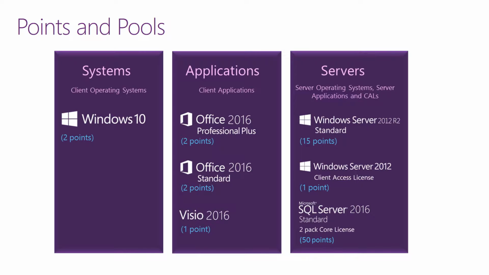Now the points I've shown on the slide here are just for the licenses. We've been saying that software assurance is an optional purchase, and if you do buy SA, then you're allocated extra points, which are calculated as half the license points per year. If you need to find out how many points a product is allocated under the Select Plus, or indeed MPSA agreement, then you should refer to the product terms document. This is a document that's updated monthly by Microsoft and contains a whole host of useful information.